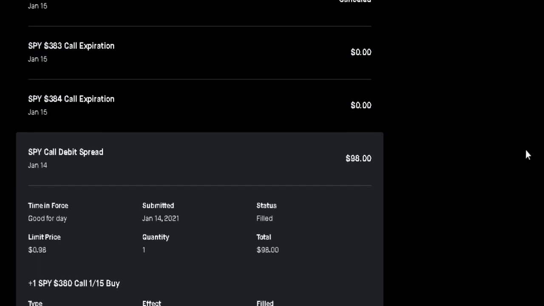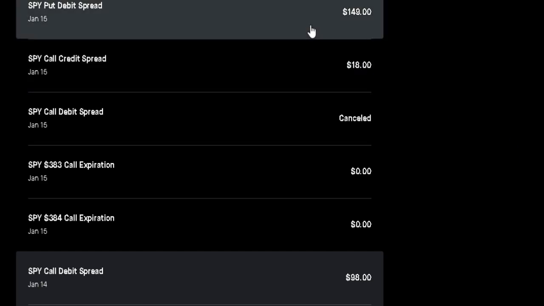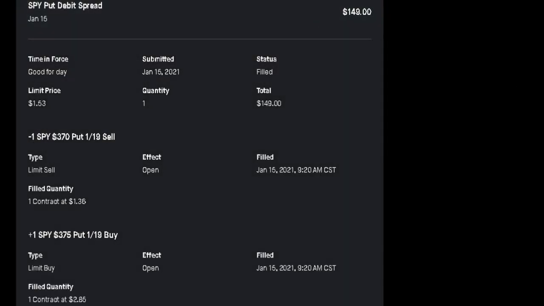The other mistake I want to go into is this one right here, where I put in a put debit spread. And the reason that this is a mistake I want to talk about is because I made this trade based on emotion, trying to make up for the loss, thinking that because it was going down, it was going to keep going down. And it hasn't expired yet. It expires on Tuesday the 19th. So it is possible that this won't be a total loss.